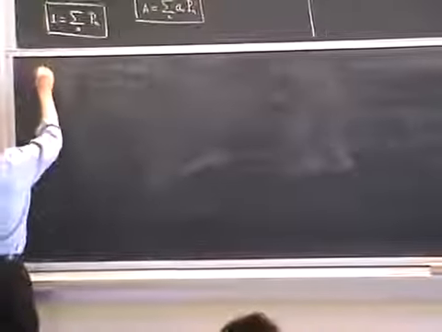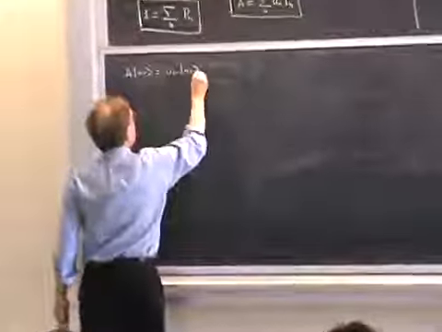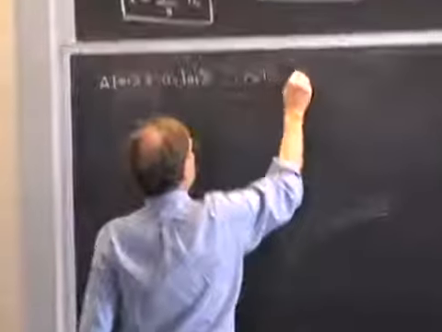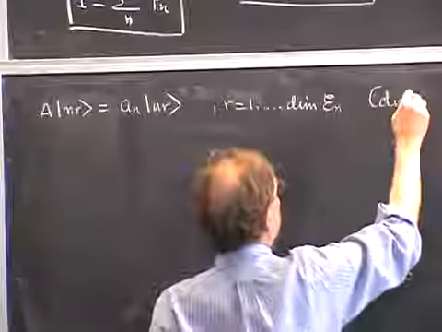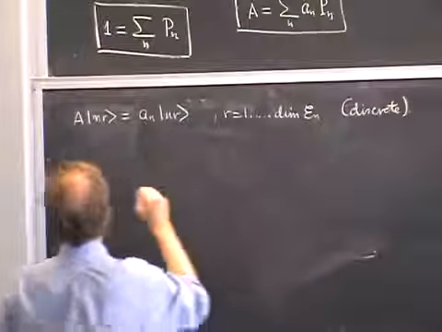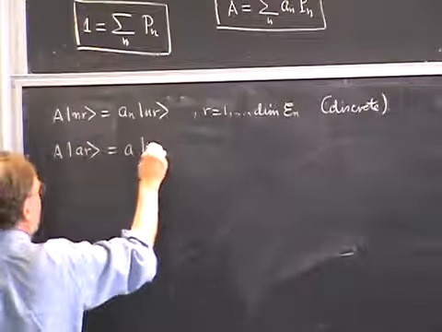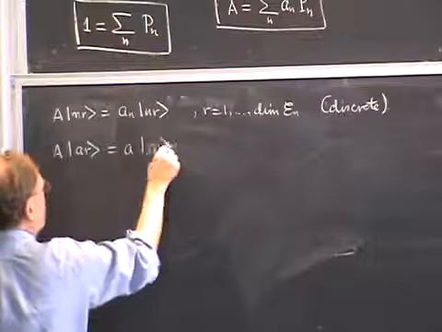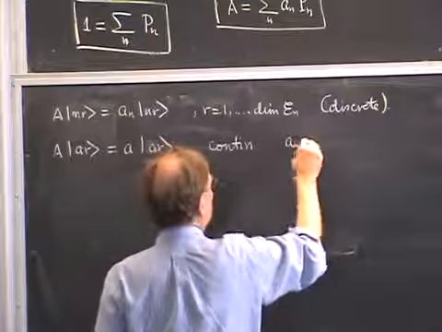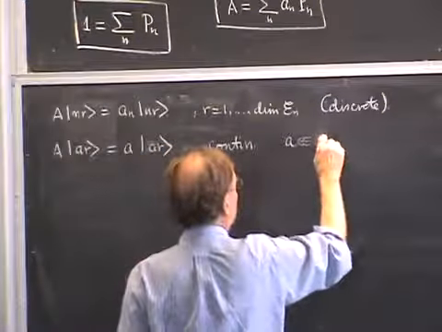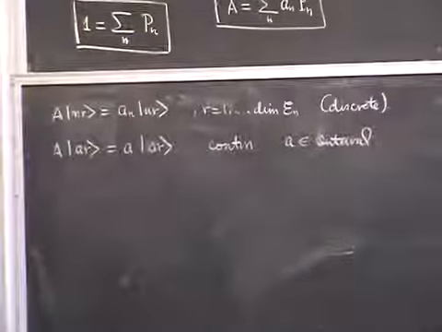So let's suppose we've got A acting on |n r⟩, giving a_n |n r⟩. This is a discrete spectrum, where r runs from 1 up to the dimension of the eigenspace E_n. This is the discrete part of the spectrum. And let's suppose we've got A acting on, let's call it |a r⟩, which brings out the value of A as a. This is in the continuous spectrum, so that a here belongs to some interval which represents the continuous spectrum.